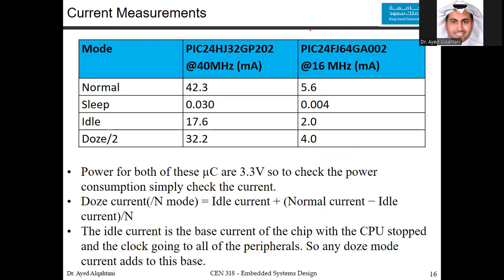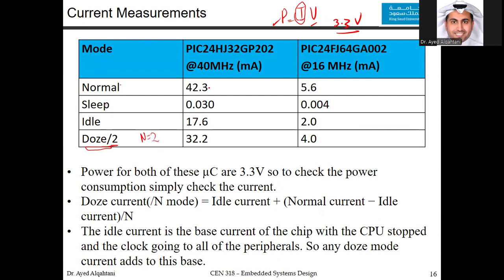We know that the power is equal to the current multiplied by the voltage. Now, our voltage is 3.3 across the board because it's a microcontroller and this is our voltage source. So if you know the current, then you know the power. And this is why we say current measurement. So in the normal, sleep, and idle modes, and if you choose one of the doze modes, for example when n is equal to 2, then this means n equal to 2.